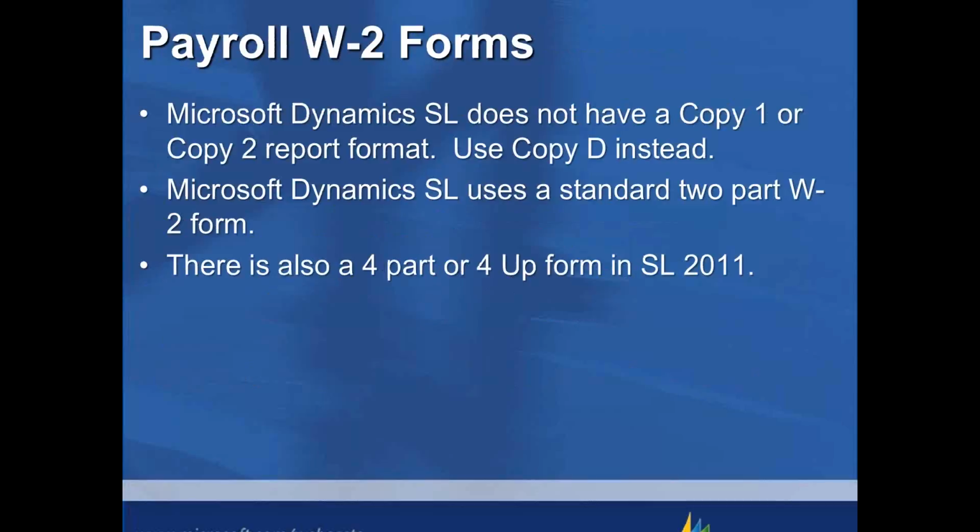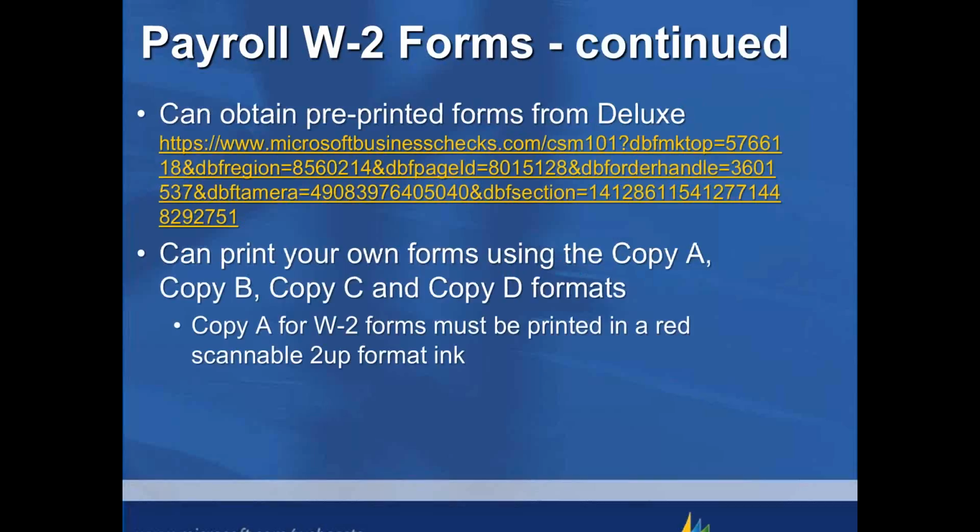W-2 forms. So Microsoft does not have a copy 1 or copy 2 report. Use copy D instead. D is in Delta. Microsoft uses a standard 2-part W-2 form. There's also a 4-part or 4-up form in SL 2011. This is where you can get pre-printed forms. Actually, at this same location, you can get either 1099s or W-2s, or indeed checks and invoices, things like that as well.